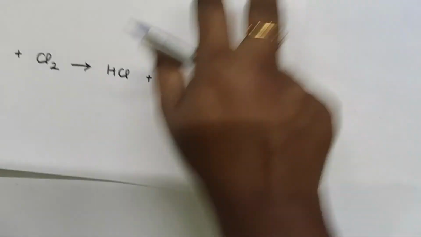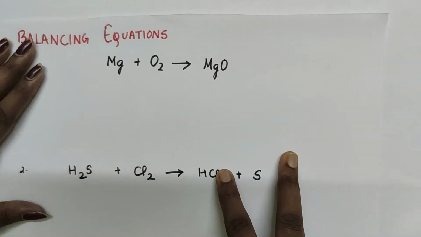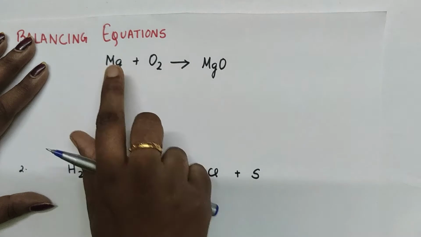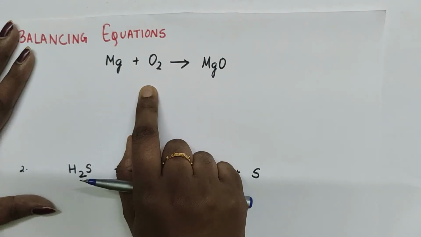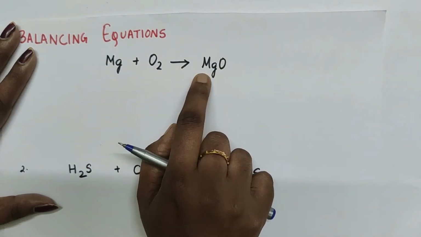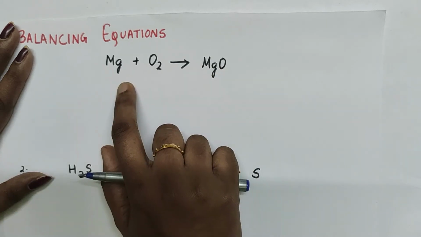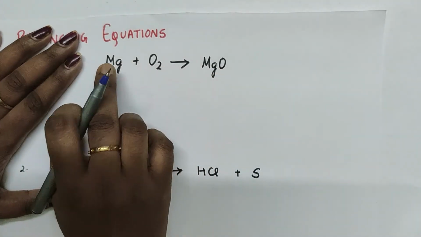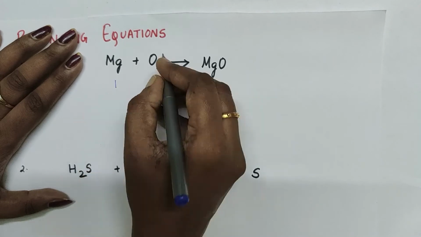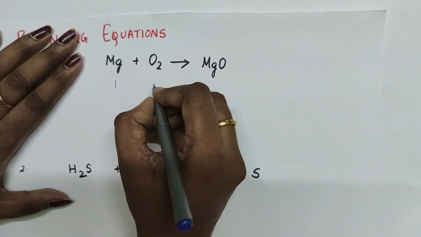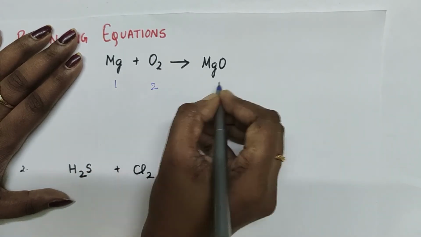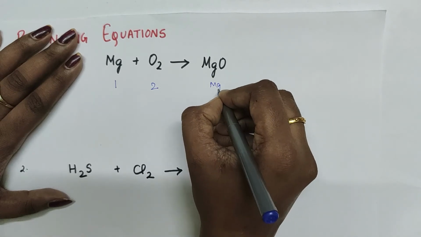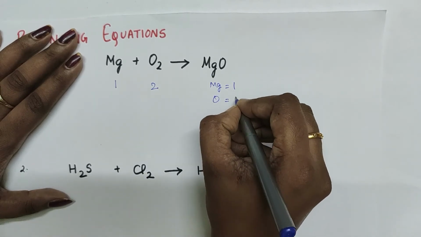I have taken some examples here for you. For example, magnesium plus oxygen forming MgO, magnesium oxide. So here if you see, the number of magnesium atoms is 1, the number of atoms of oxygen is 2, but on the product side magnesium is 1 and oxygen is also 1.